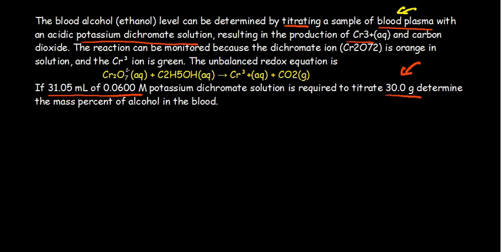So this is like being able to determine the purity of the blood plasma, because in the reaction the potassium dichromate was only reacting with what? With our alcohol. Now that alcohol is contained in the given mass of our blood plasma. Notice that the question says this is an unbalanced equation, so we'd have to balance it first of all.